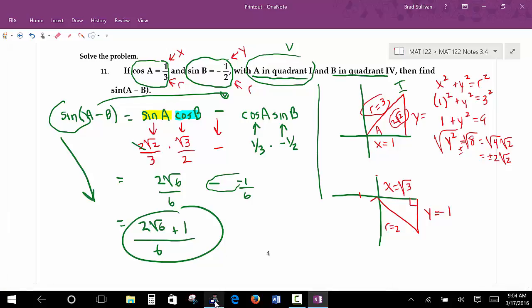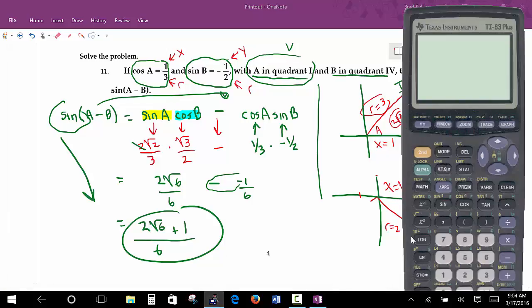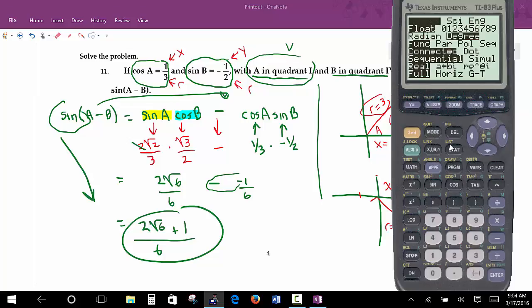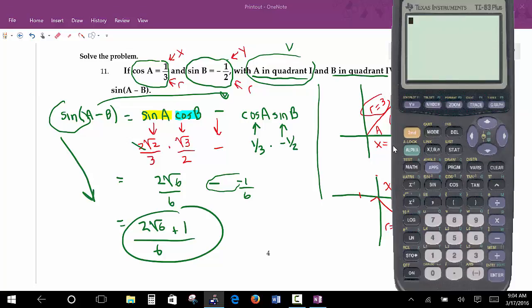I want to show you this on the calculator. And you don't have to write this down. I just want you to pay attention to this, because you want to think about why your answer turned out the way it did. I'm going to put my calculator in degree mode because it's a little easier to interpret. And see, I'm going to take the given information. I'm going to go inverse cosine of 1/3. And that gives you 70 degrees.